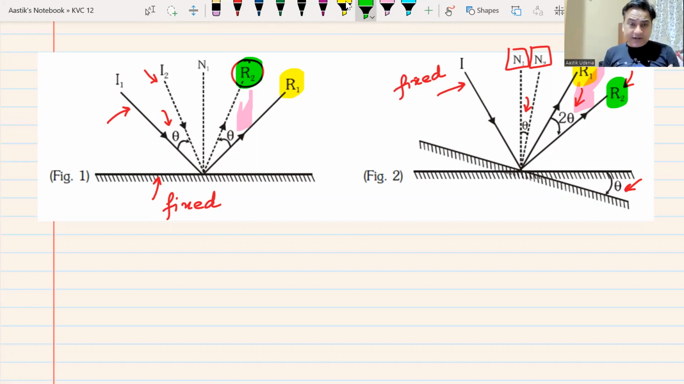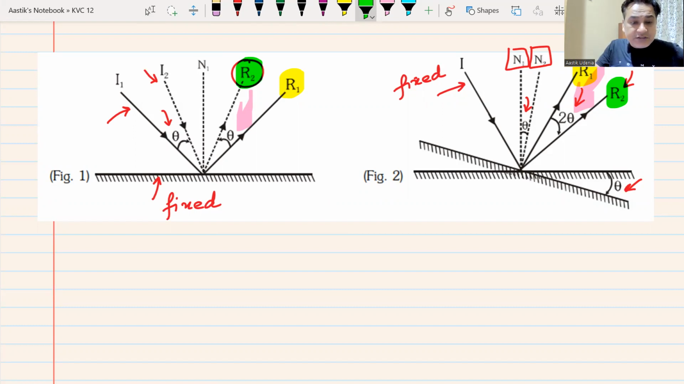The diagram is not at all important. The diagram is only to make you understand that if you rotate the mirror away, the reflected ray goes away. If you rotate it towards, the reflected ray goes towards. Here I have rotated the mirror away from the incident ray, so the new reflected ray goes away from the original ray. If I had rotated it like this, it would have come towards the original ray. Do we understand this? Yes, sir.